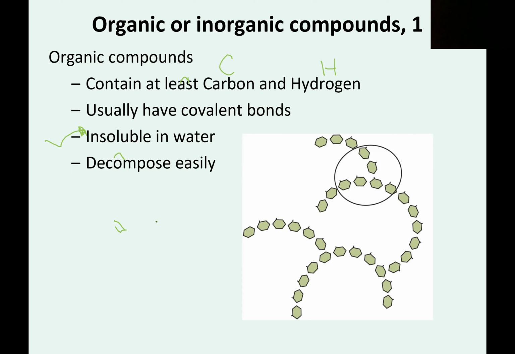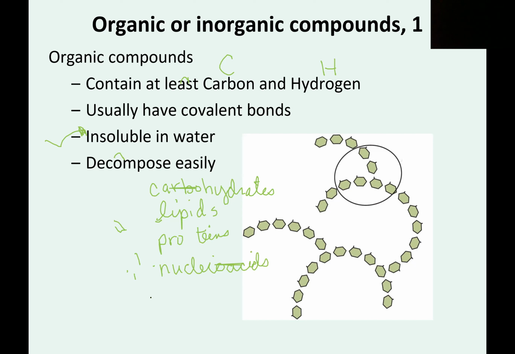Examples of organic compounds include lipids, carbohydrates, proteins, and those are 3 groups that we'll look at with this chapter. Nucleic acids, like DNA and RNA, and vitamins are the 5 groups of organic compounds.